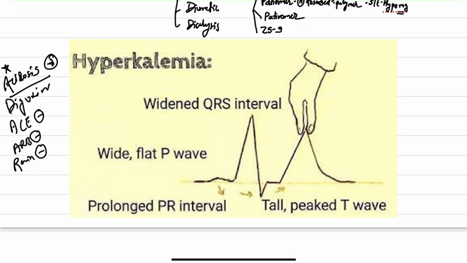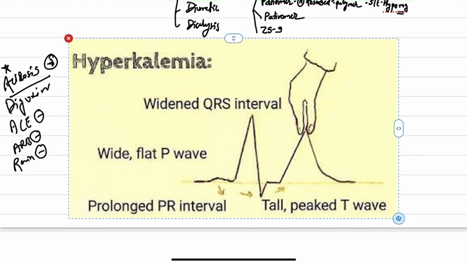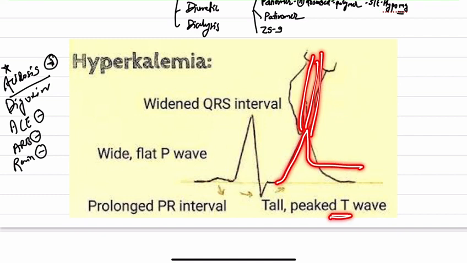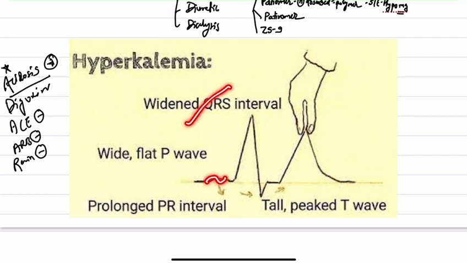So for widened QRS, just remember this is the ECG and someone is stretching it. If someone is stretching it like this, the T wave becomes a peaked T wave, the QRS becomes widened, the P becomes a flat P wave, and the PR interval is prolonged. Remember this trick and you will never forget.